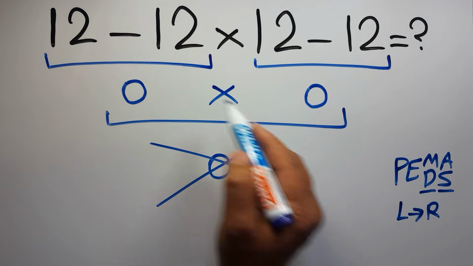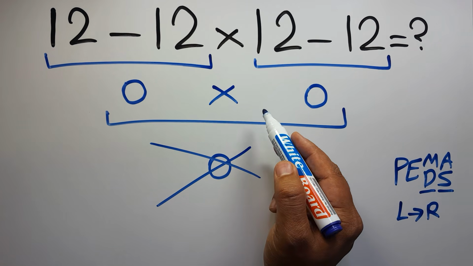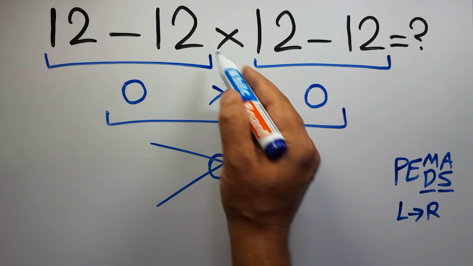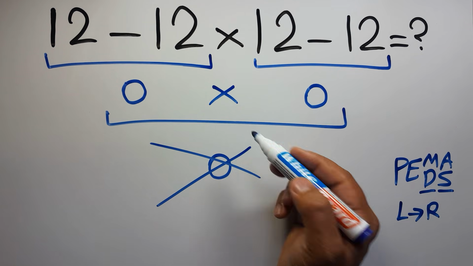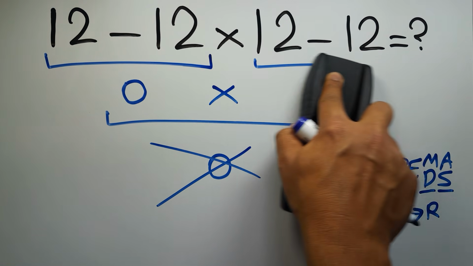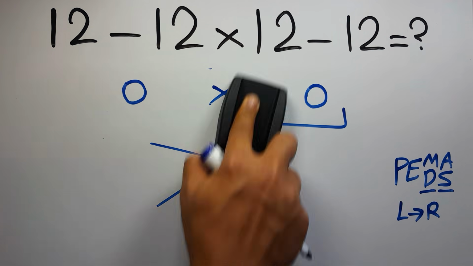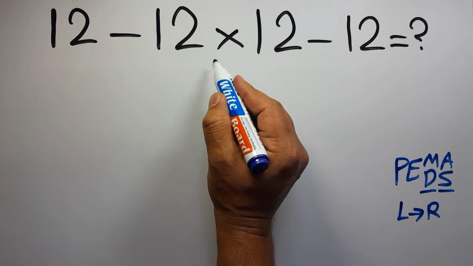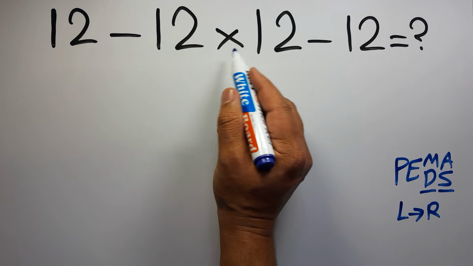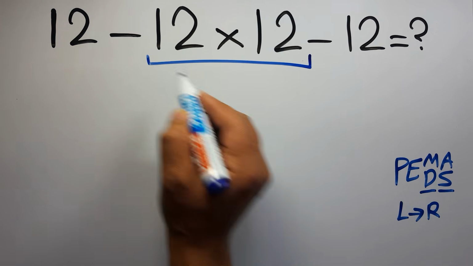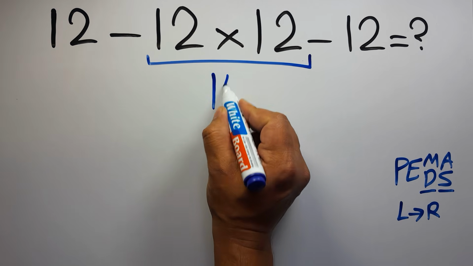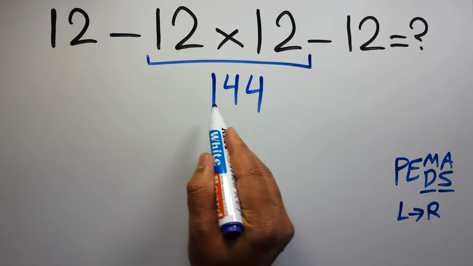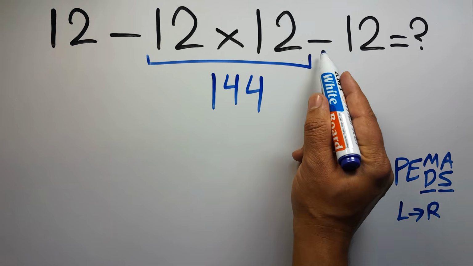If we do this subtraction or this subtraction before this multiplication, it is wrong. So first we have to do this multiplication. 12 times 12 gives us 144. So we have 12 minus 144 minus 12.